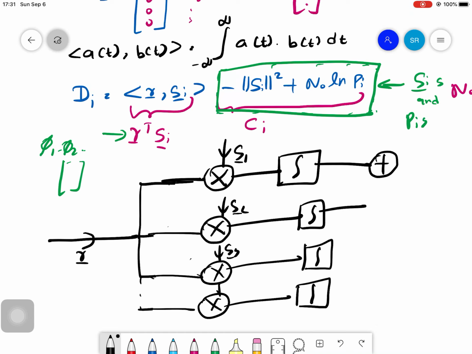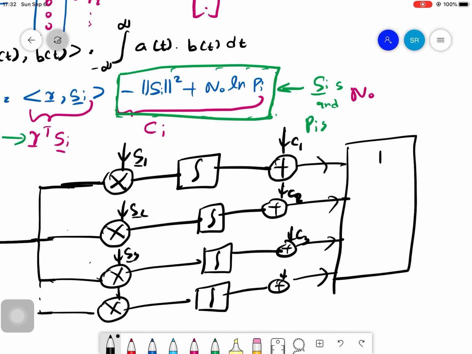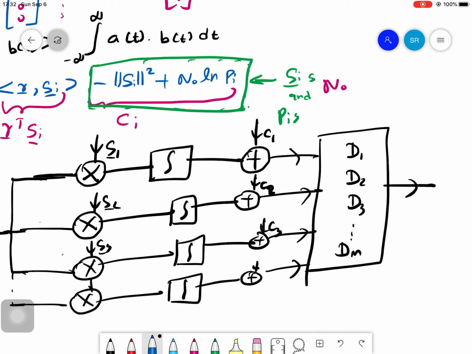And I pass through an adder. I add up each Ci's components. And finally, I feed this to my decision making board. It receives the corresponding D1, D2, D3 up to Dm, which are the decision values. Based on the decision values, it outputs what is the signal received.